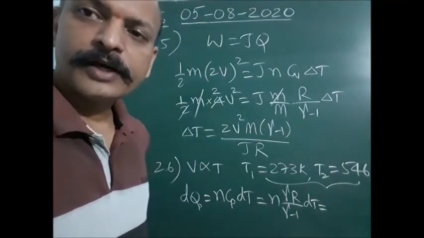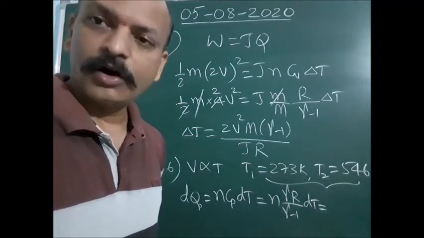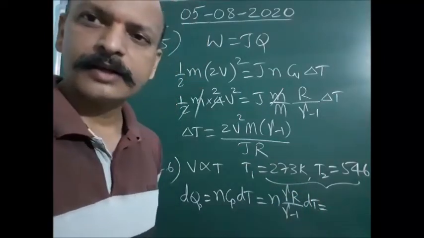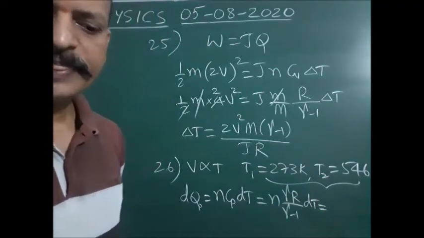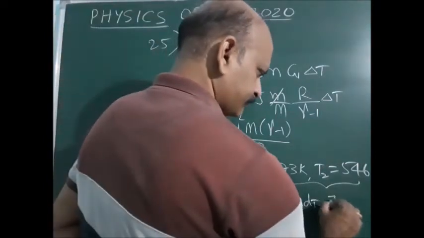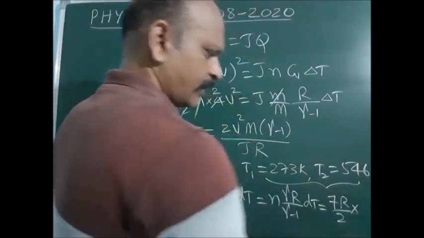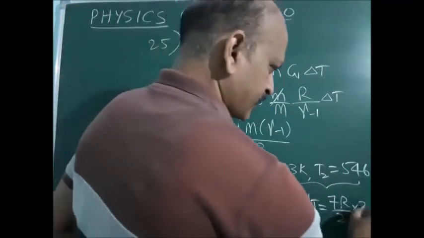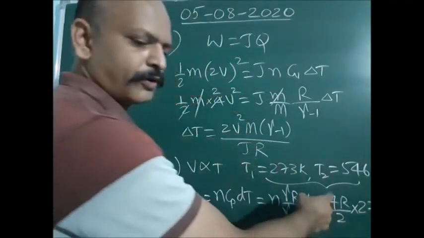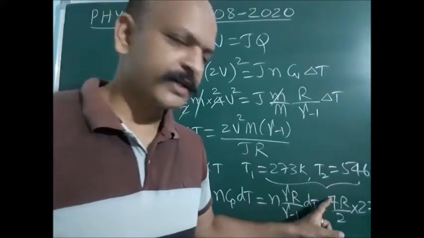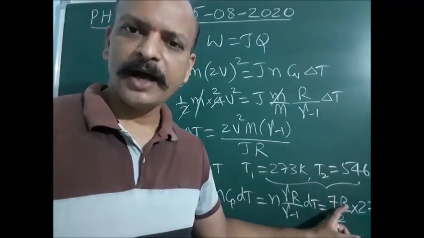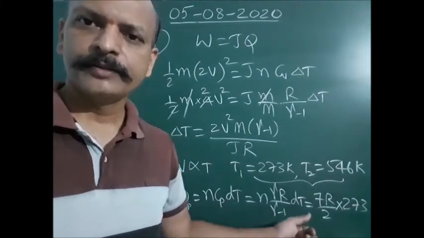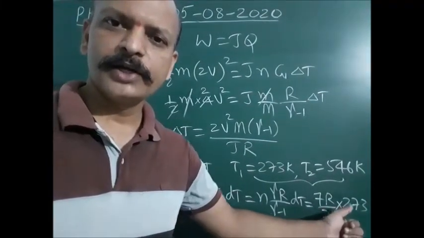Gamma, for which gas is it? Oxygen, a diatomic gas. So the Cp value you can directly tell, that will be 7R by 2, into dT, which is 273 to 546, that is 273. Therefore, 7 by 2 means nothing but 3.5. 3.5 R into 273. Okay. 3.5 into R into 273.